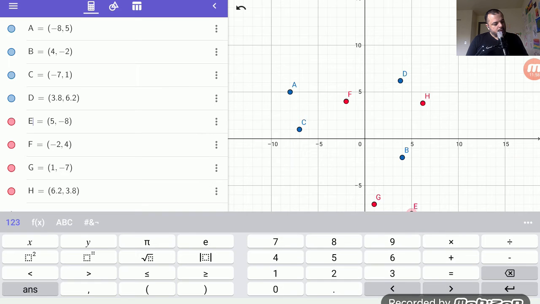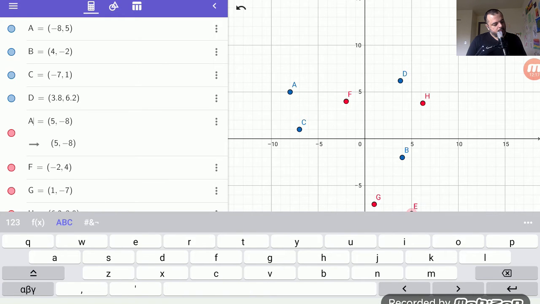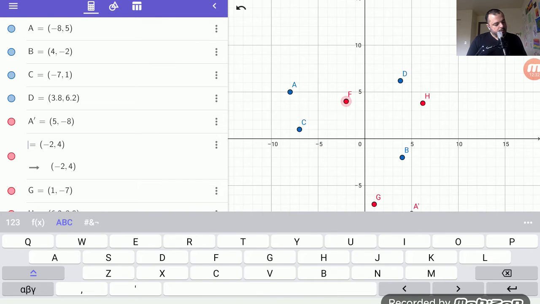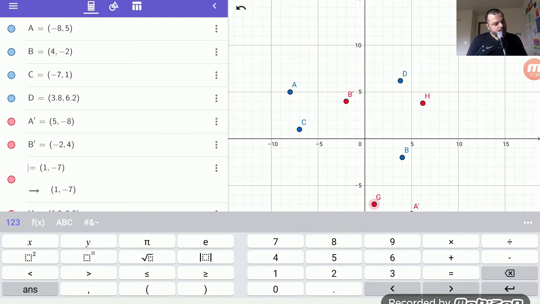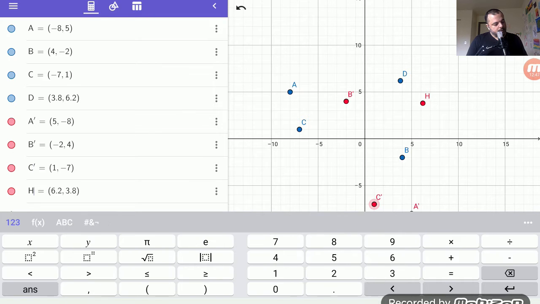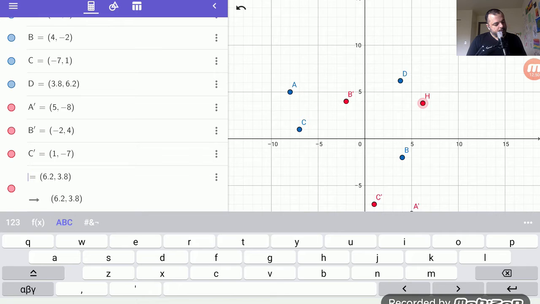So I'm going to rename these guys. This E, I'm going to call it A prime. And F, I'm going to call it B prime as well. G, I'm going to call it C prime. And H, I'm going to call it, guess what? D prime. That's perfect.